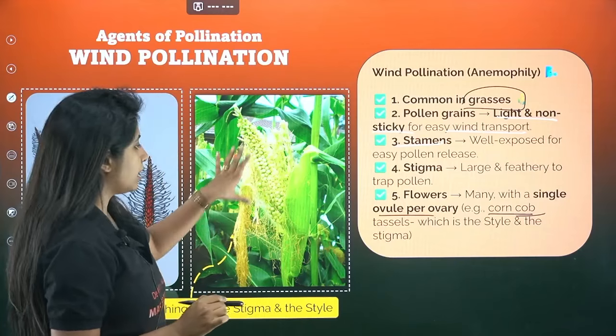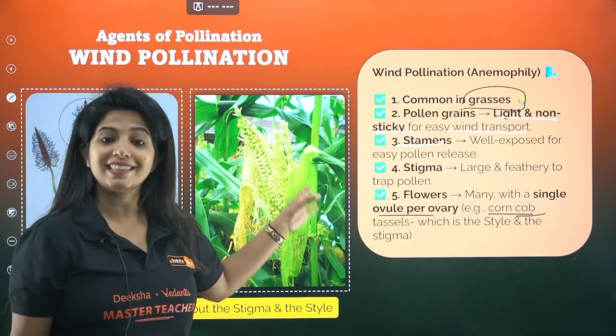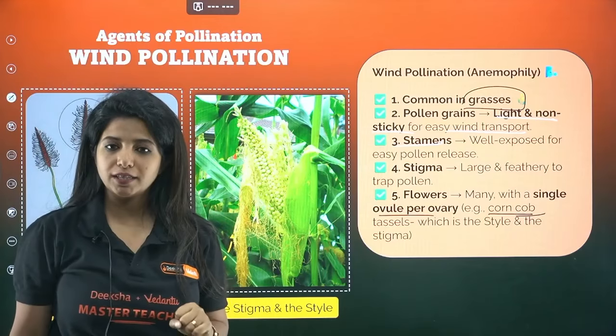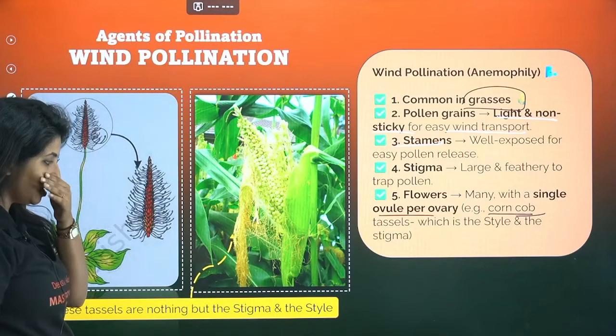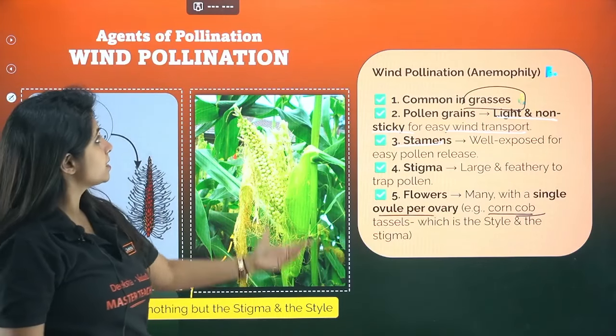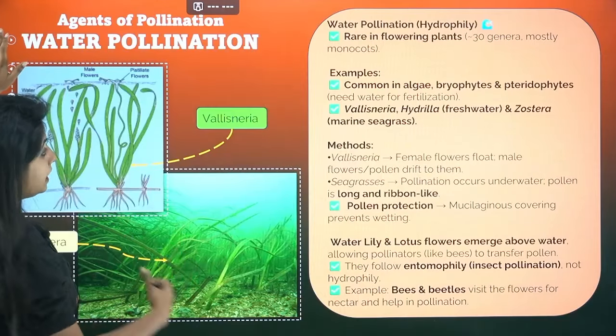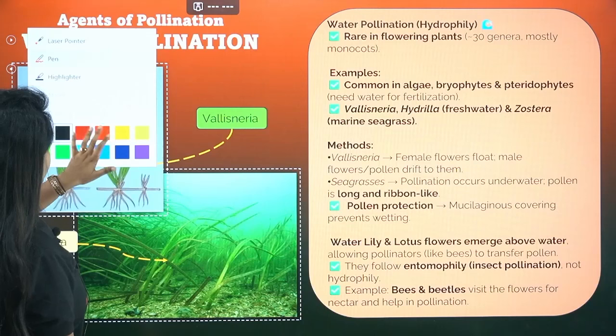In the corn cob, the thread-like thing that you see is nothing but the stigma and the style. They are there for trapping the pollen grains out there. Okay, got it? The tassels are nothing but the stigma and the style. This is wind pollination. Please do not forget it. Now I am increasing the speed because the time is almost up, right?